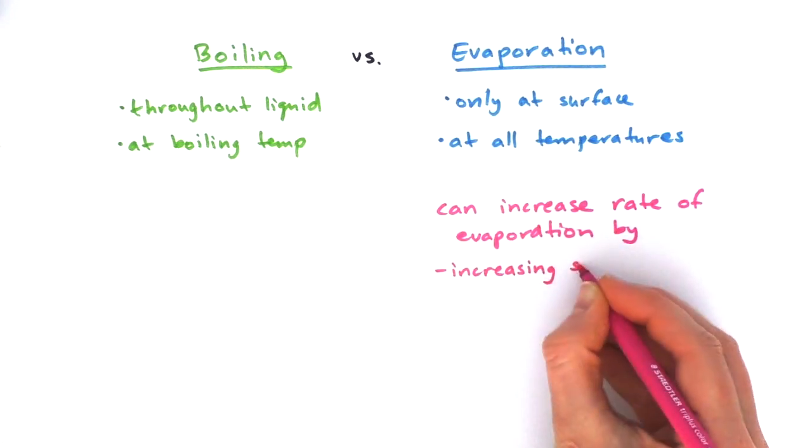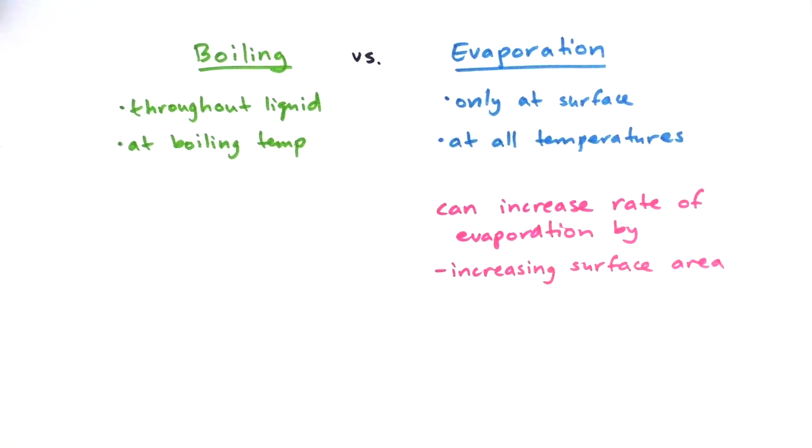One is to increase the surface area, because as we said, evaporation only happens at the surface, because molecules of higher kinetic energy jump off the surface. So if we have a bigger surface area, that's more likely to happen. So that's one way of increasing the rate of evaporation.